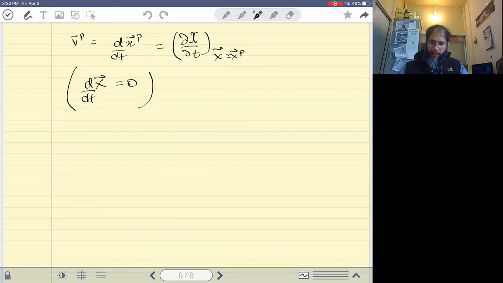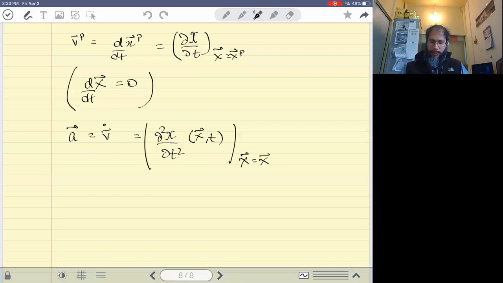Okay, and then again we can define acceleration as the time derivative of velocity, which becomes the second derivative of chi with respect to t, where chi is a function of X and t. Now we are keeping capital X equal to capital P. I don't need to write that because it's assumed that you're talking about a particular point P here, but it can be written.